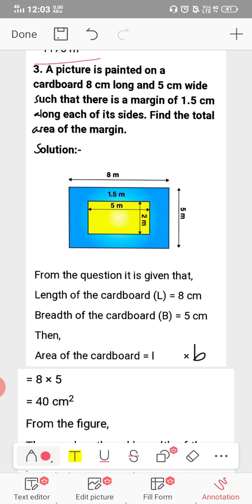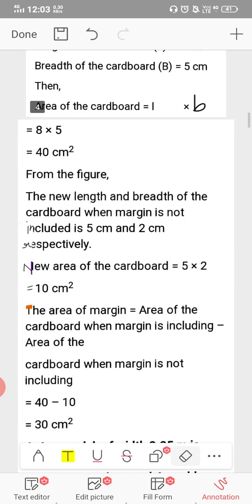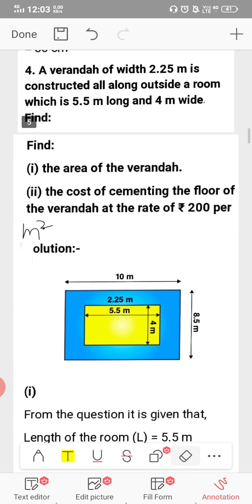Now moving on to the third question. It is same as the first and second part, so I will leave it. If you can't do it, then you can ask me again. Okay, now moving on to the fourth question. This one is a very good question.